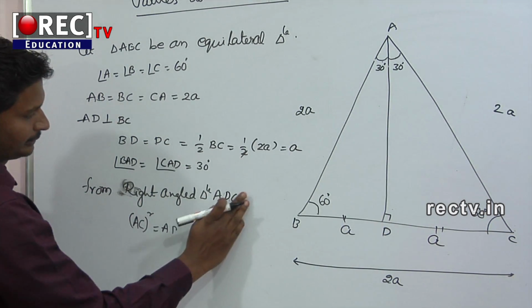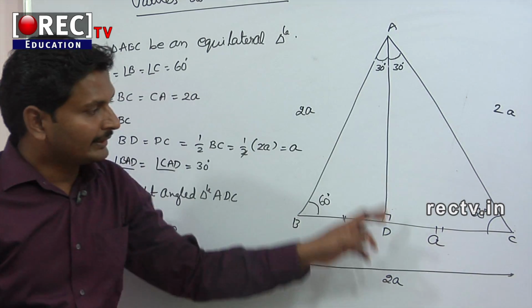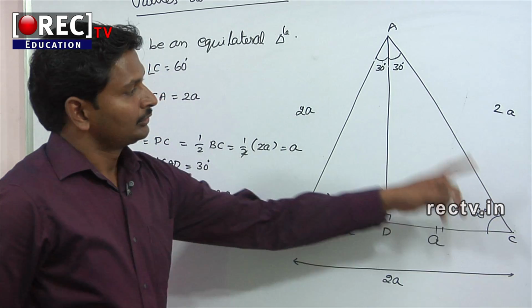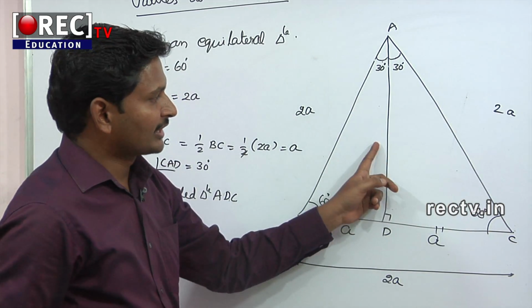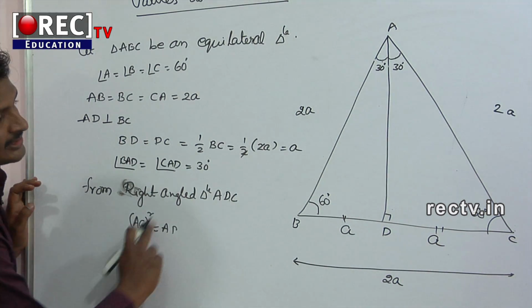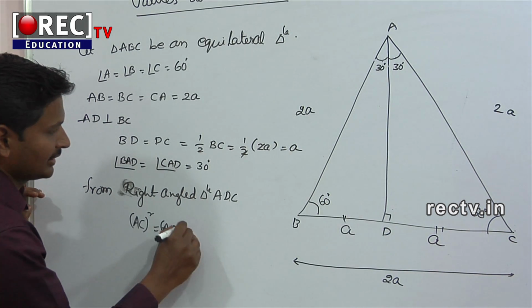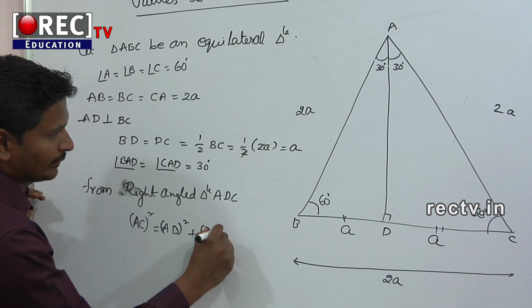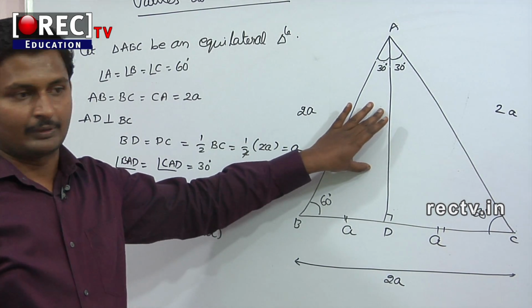From right angle triangle ADC, AC, that is the hypotenuse. Hypotenuse whole square is equal to side 1 square plus side 2 square. So here from triangle ADC, AC square is equal to AD square plus DC square. We have to find this value, AD value.